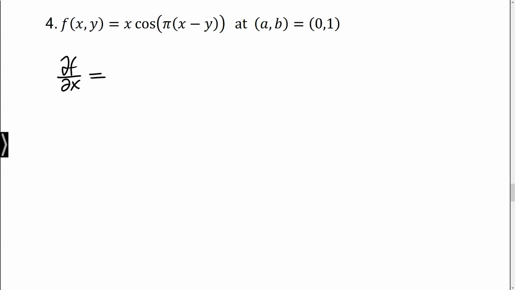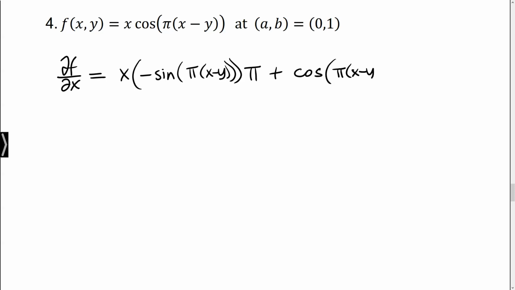I have to use the product rule here, so it's going to be first times the derivative of the second, so minus sine of pi x minus y, times the derivative of what's inside. Now, the derivative of what's inside is going to be pi times the derivative of x minus y. So with respect to x, that would be just pi. So I just pick up a factor of pi here. Plus the second, cosine pi x minus y, times the derivative of the first. The first is just x, so that derivative is just 1. So that's just times 1.